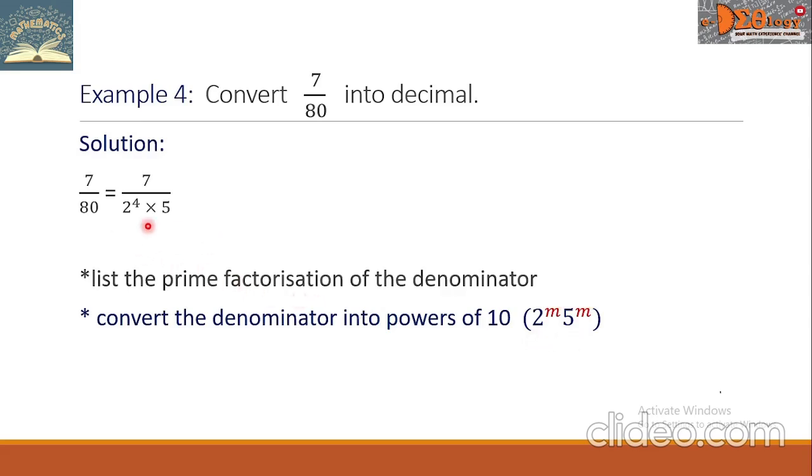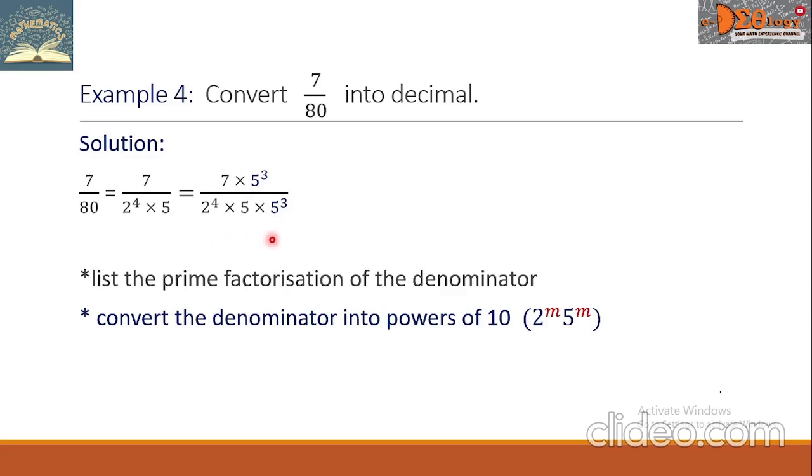And here they are. We can see that the power of 2 is 4, while the power of 5 is 1. The power of 2 is more. We need to adjust the factor 5. So we are going to multiply the denominator by 5 cubed so that the power of 5 will be equal to the power of 2, which is 4. Now we multiply our denominator by 5 cubed. It means we should multiply 5 cubed to the numerator also. So it becomes like this.